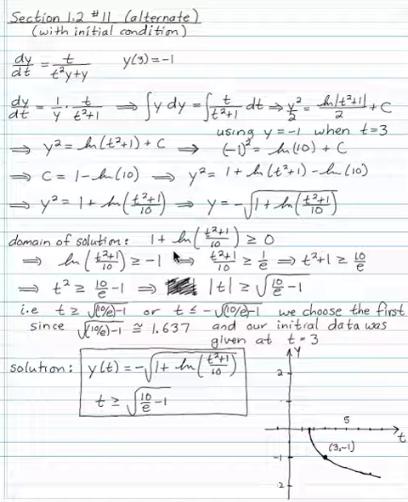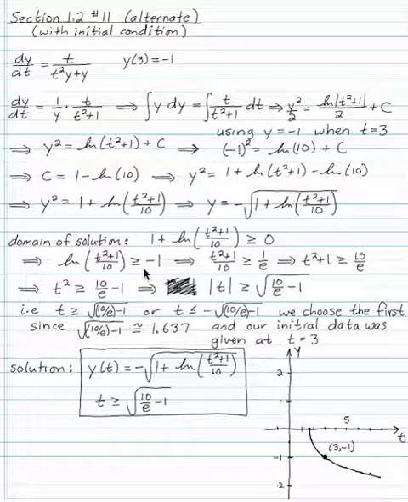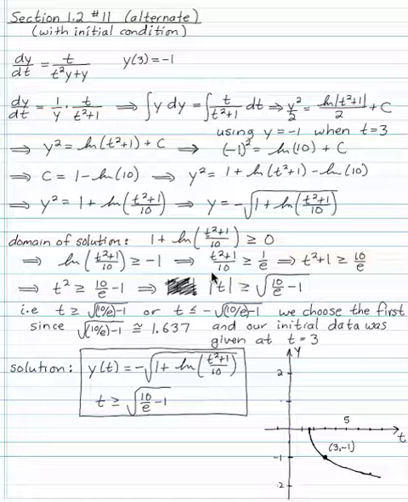The quantity under the square root has to be not negative. So we say 1 plus this logarithm is greater than or equal to 0. So the logarithm has to be greater than or equal to minus 1. And if you exponentiate both sides, t squared plus 1 over 10 has to be greater than or equal to 1 over e, which means t squared plus 1 is greater than or equal to 10 over e.